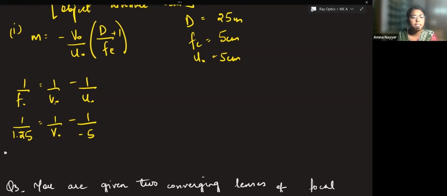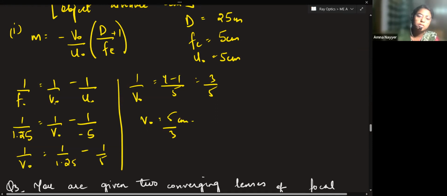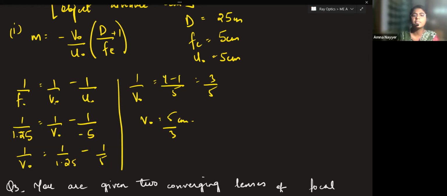This gets added. 1 by V naught will be 1 by 1.25 minus 1 by 5 if you just interchange the signs. Or you can simply write 1 by V naught is equal to 4 minus 1 by 5, which is 3 by 5. So V naught will be 5 by 3 centimeters. Everything is given in centimeters, no? So this is in centimeters. Now you have 5 by 3 as V naught. So I think everything is mentioned now. V naught is given to you as 5 by 3 centimeters.